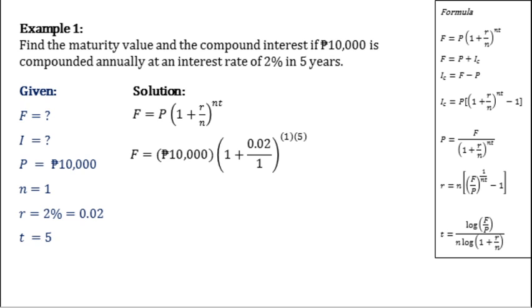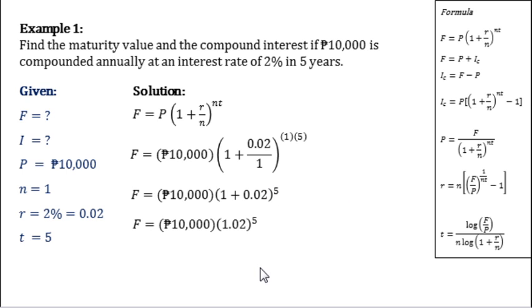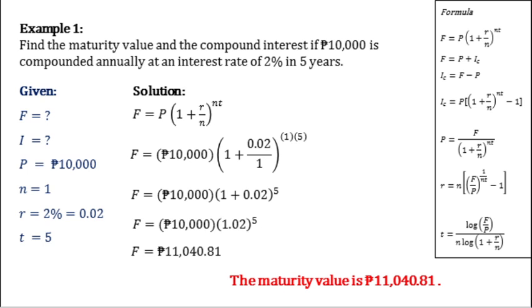So, yan ay 10,000 times (1 plus 0.02 over 1) raised to 1 times 5. So, gamit si PEMDAS, so yan 0.02 divided by 1 is 0.02 and 1 times 5 is 5. Then, 10,000 times yan 1.02 raised to 5. Pinag-add lang natin yung 1 plus 0.02. Then, 1.02 raised to 5. Then, multiply kay 10,000, we get 11,040.81.